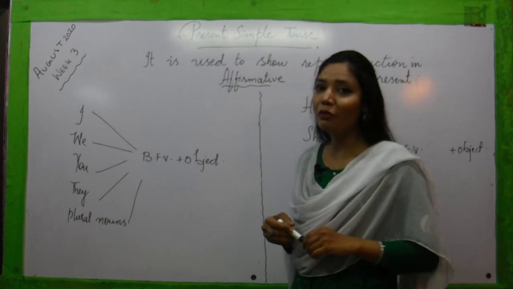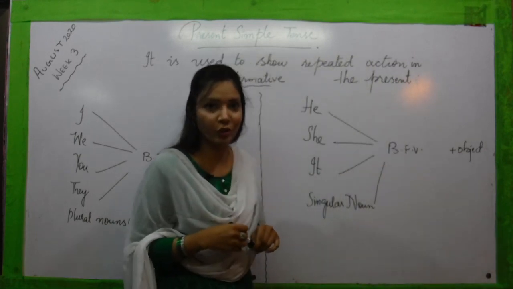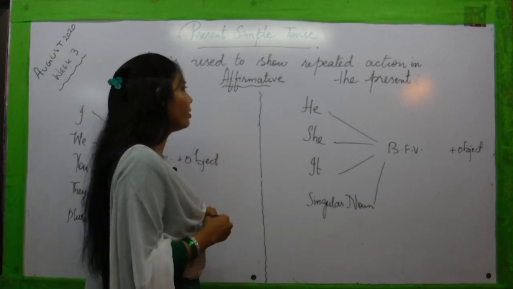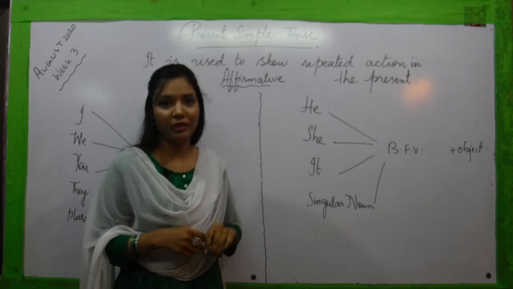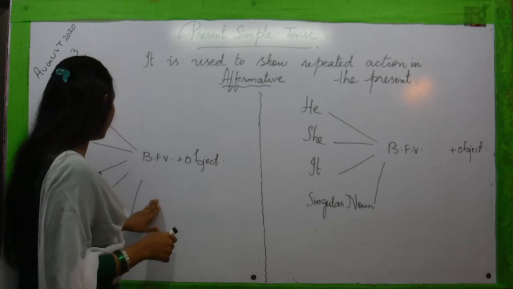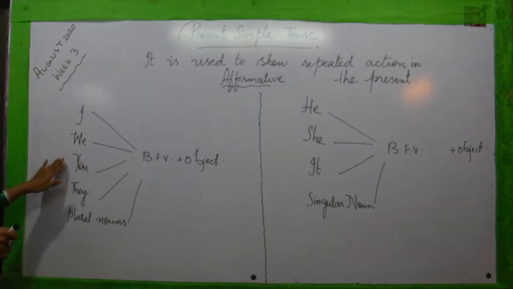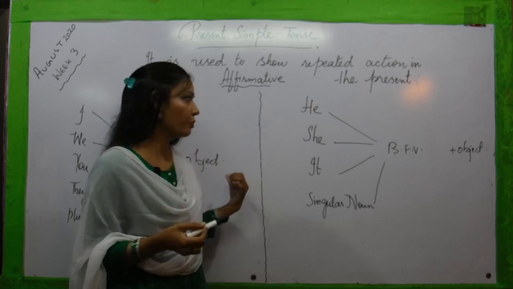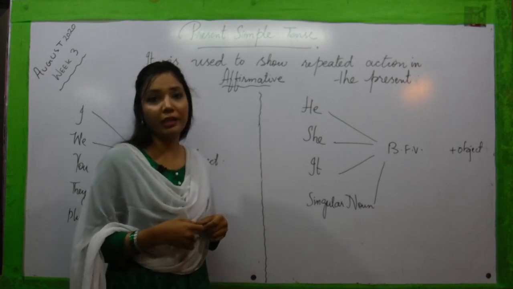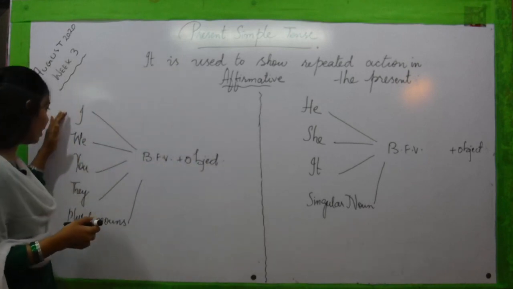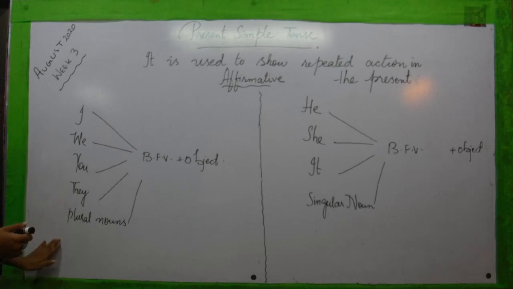Then how do we express this repeated action in the English language? Moving on to the structure. First of all, we will look at the grammar structure of an affirmative sentence. When we have an affirmative sentence, we talk about the subjects I, we, you, they, and plural nouns. Yes, there is a little differentiation between two categories of subjects or pronouns. And in the first we have I, we, you, they, plural nouns.